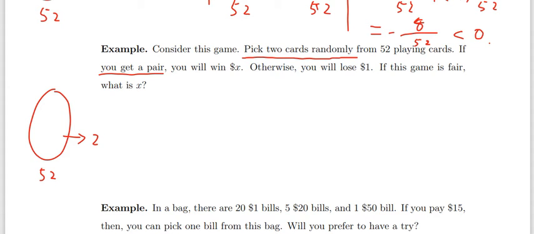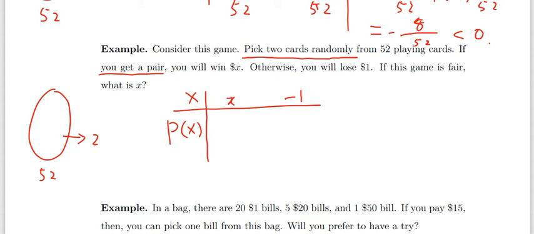Okay, so let's use a table, right? You can win X dollars, or you can win negative $1, right? So there's a probability for this good thing or bad thing to happen. The good thing is you get a pair. So we need to find the probability that you get a pair.